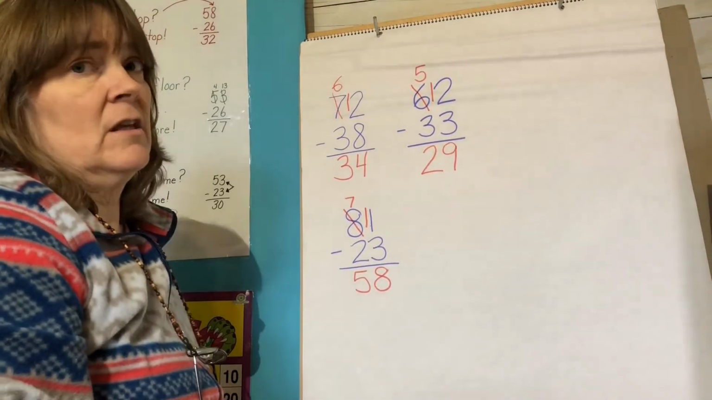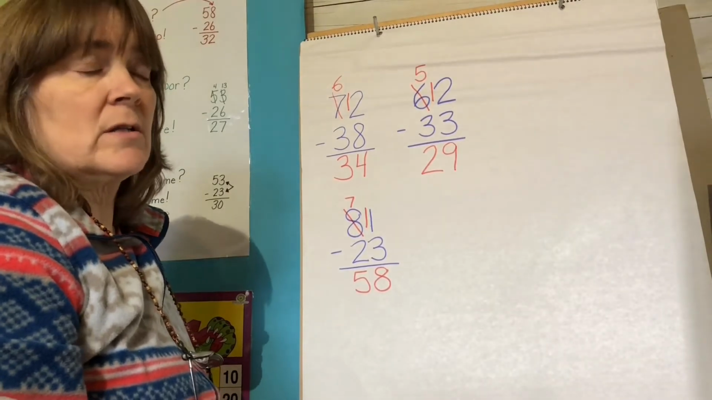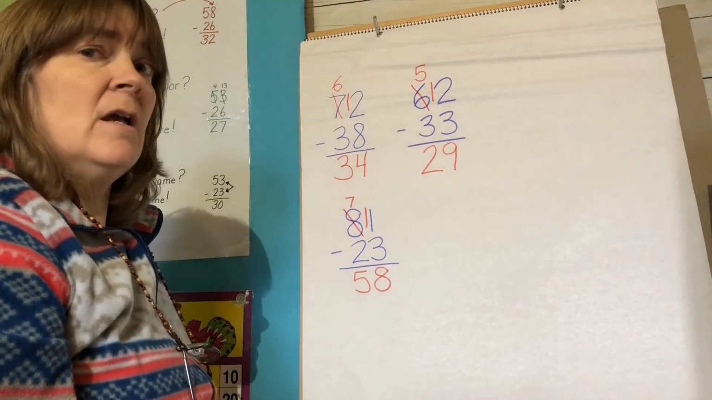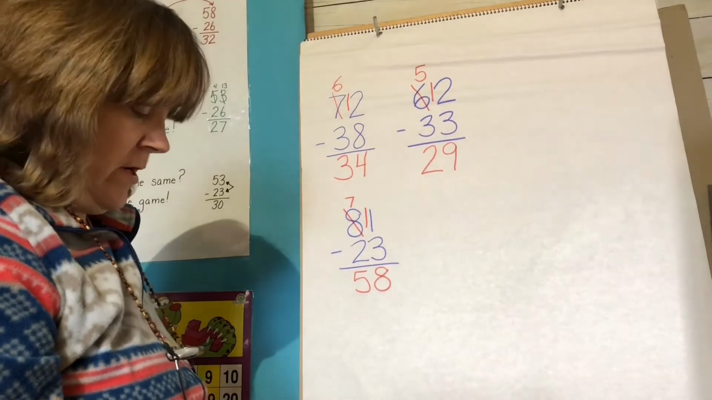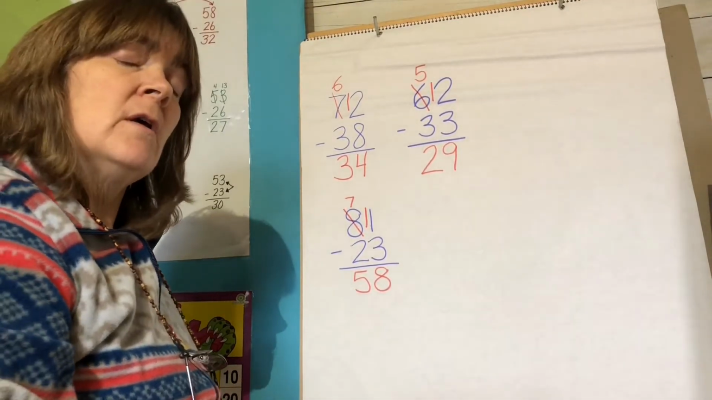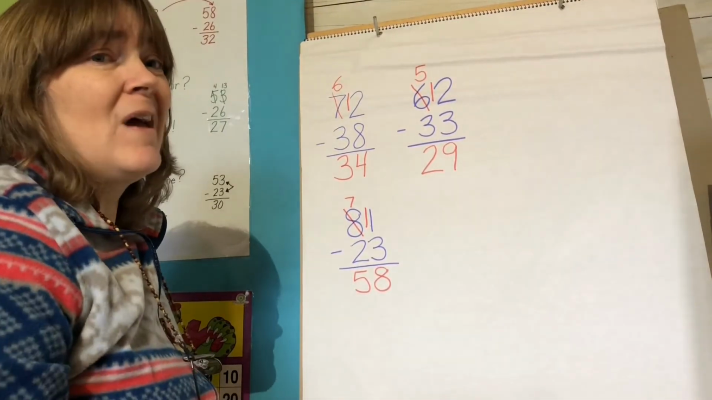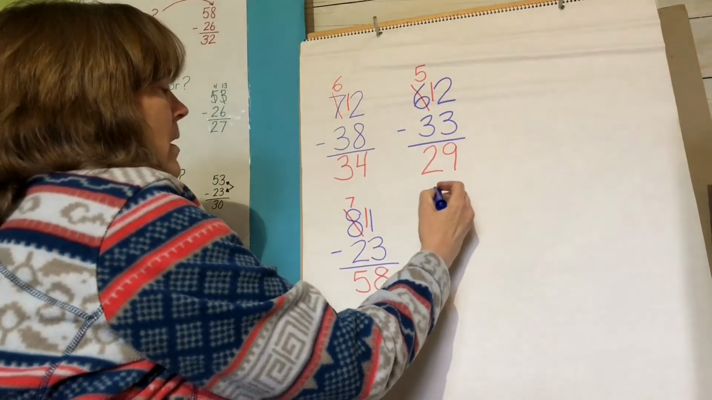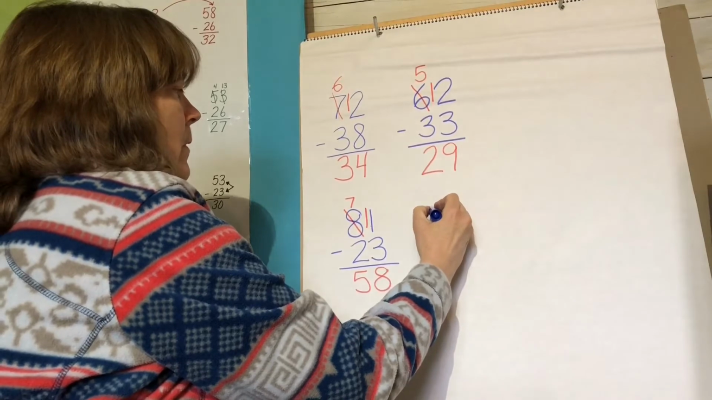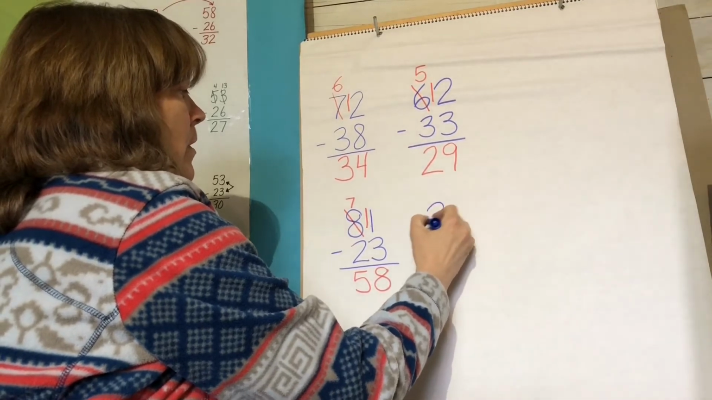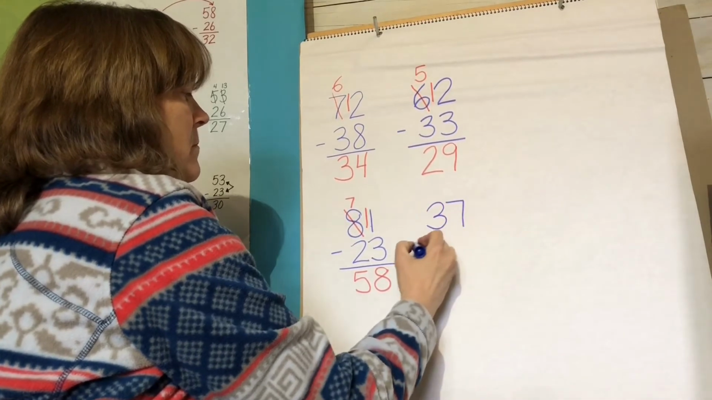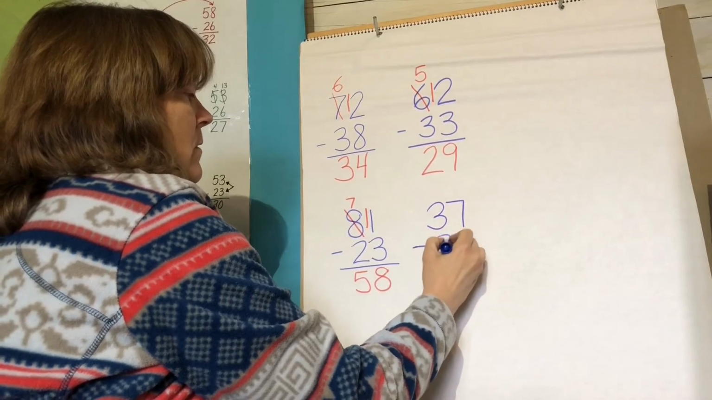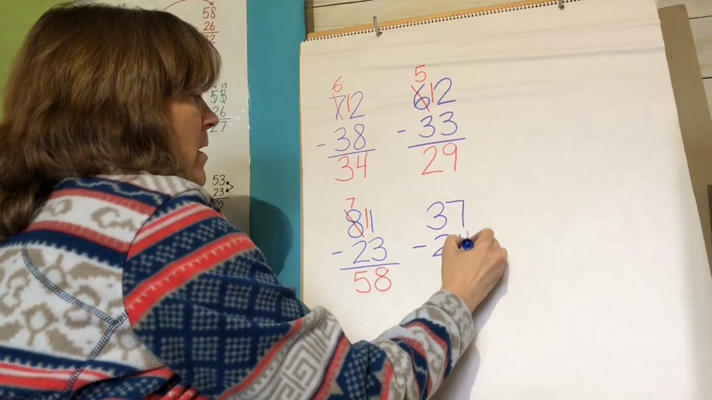Now, I don't want you to think that every single time you go next door, because that's not the case. It's only when there's more on the floor. So let's just do one to remember that we're not going to do that every single time. So I am going to write 37 minus 24.